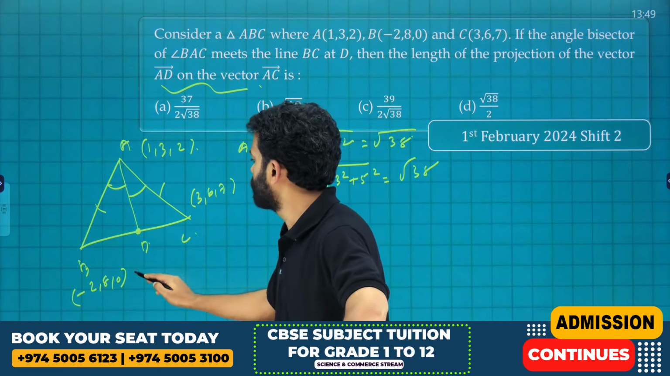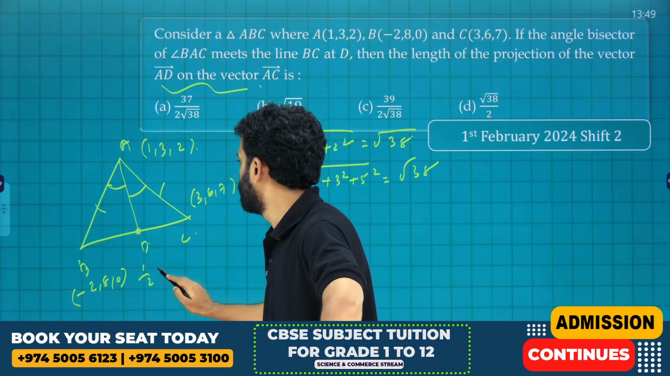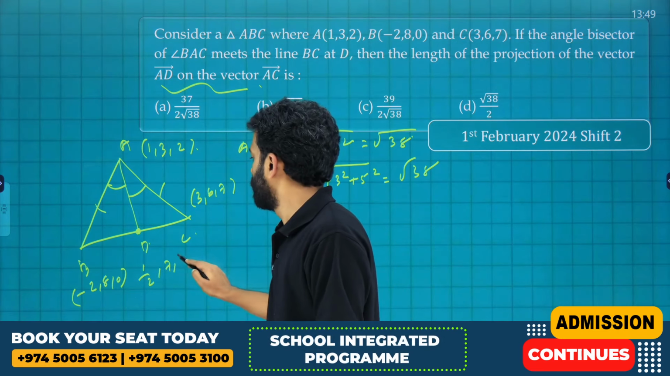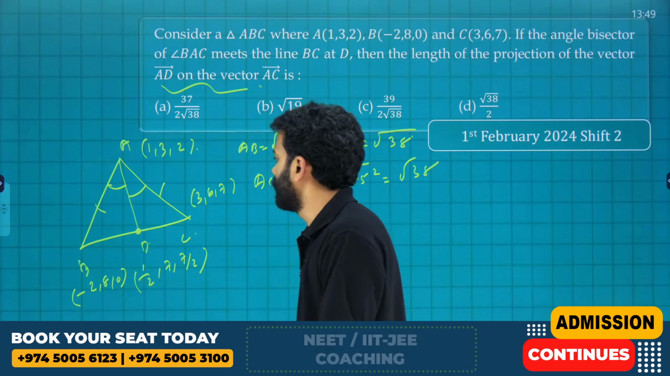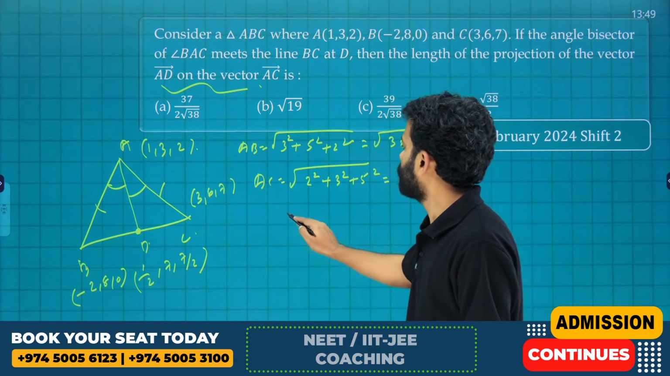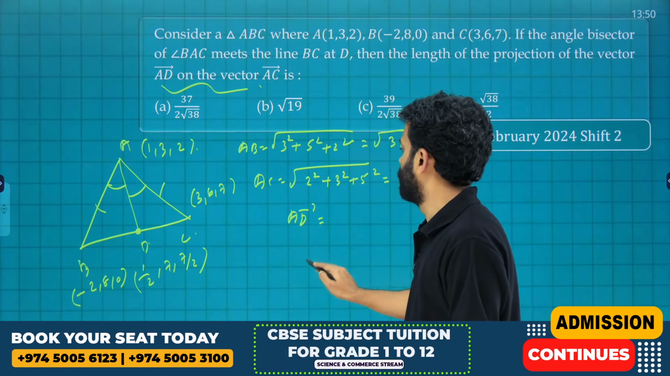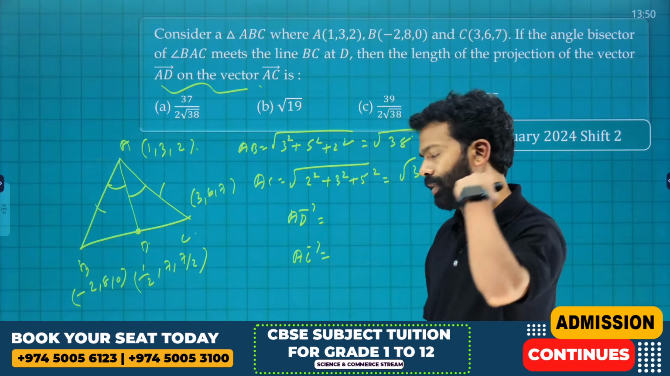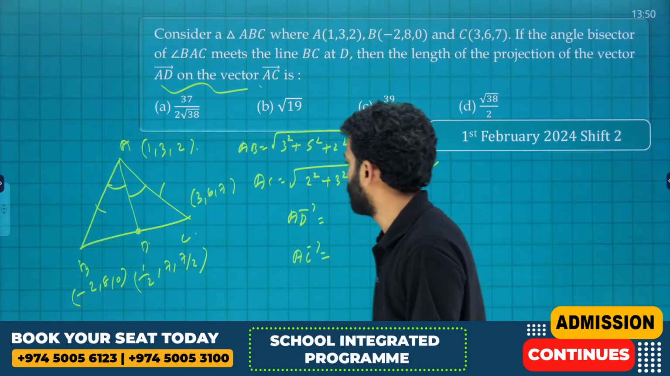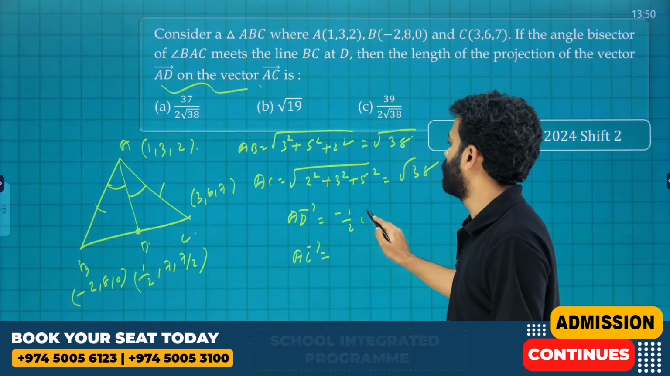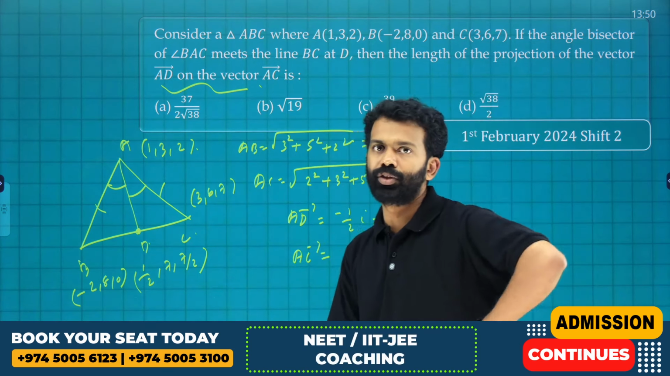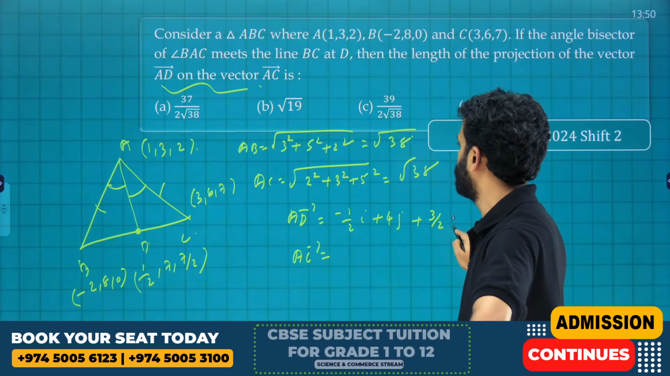So what is D? 3 plus minus 2 is 1, 1 by 2. 8 plus 6, 14, 14 by 2, 7. 0 plus 7, that is 7 by 2. Okay, that is what D is. You need to find the projection of vector AD on vector AC, right? Before that, we need to formulate vector AD and vector AC. What is vector AD? Position vector of D minus position vector of A. That is minus 1 by 2 i plus 4j plus, this is 3.5, 3.5 minus 2 is 1.5, that is 3 by 2 k.